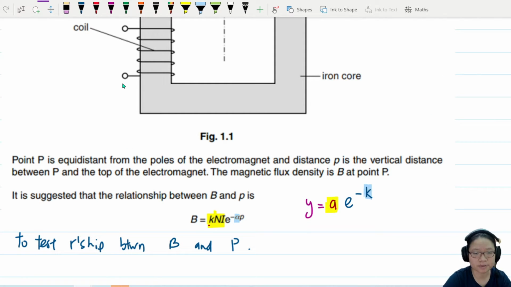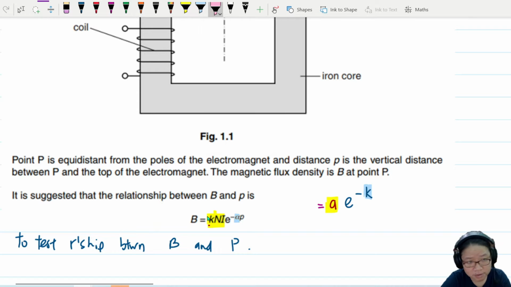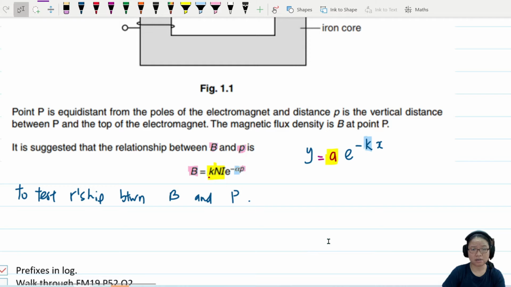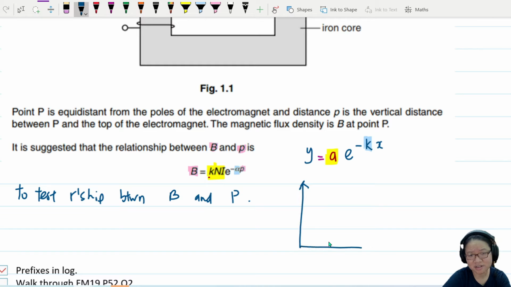And what are our variables? The ones that we change. If you're thinking that those variables are B and P, then you're correct, because B and P are here. In maths, variables are x and y. So this will be y and this will be x. Ooh, e to the power of negative kx. Is this a straight line? This graph is not a straight line. In fact, this graph looks like this, where this is A, this is y against x.